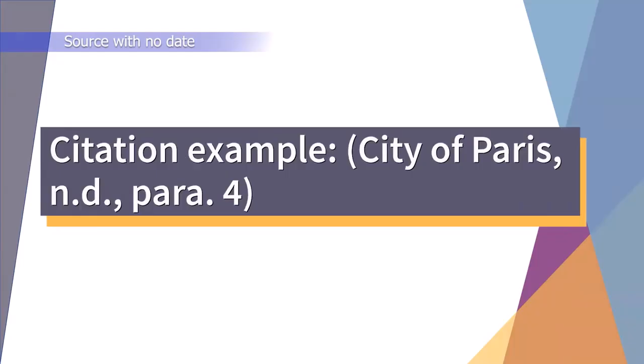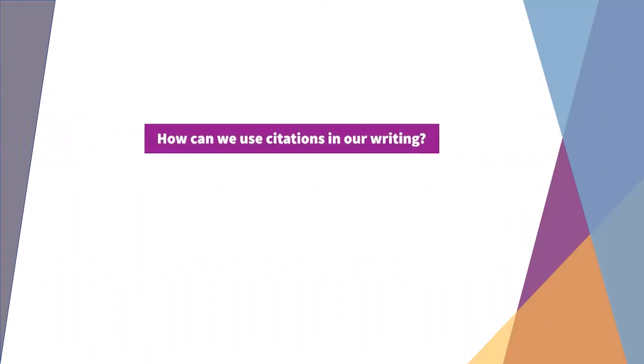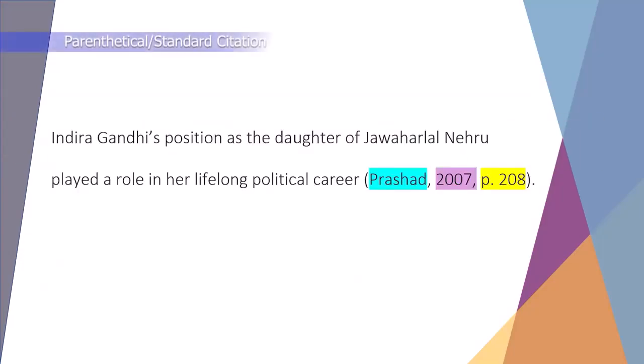Now that we understand the different components of an in-text citation, let's explore how we can use them in our writing. There are two different ways we can use in-text citations in our papers. The first, a standard citation, occurs at the end of the sentence but before the period, and encloses all three pieces of information in brackets.